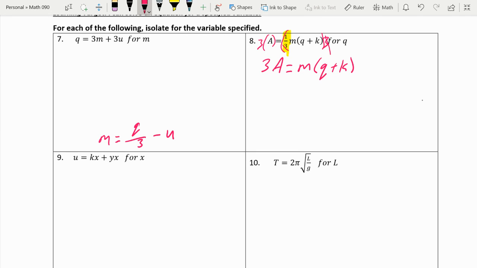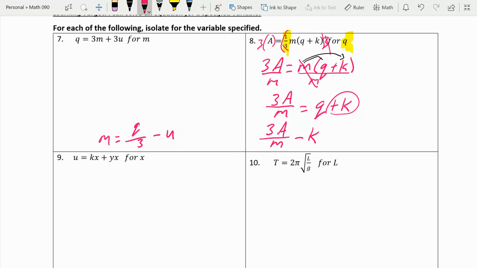Now, I could distribute, but that makes too much work. And you guys know I'm lazy. So distributing means multiplication. Well, what happens if I just divide both sides by m? Those cancel. So I have 3a over m is equal to q plus k. And we're solving for q. Almost forgot what we were solving for. So that means I have to get rid of the k. So I'm subtracting k from both sides. So it's just going to be 3a over m minus k is equal to q.